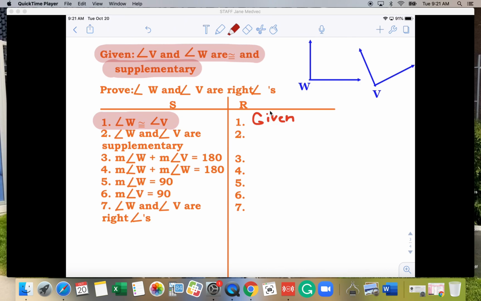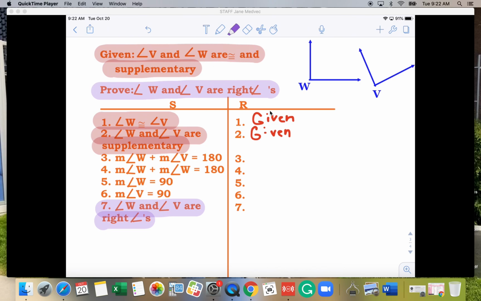Then on number 2, it says that angle W and angle V are supplementary. Notice that's also in the given. And again, 99.999% of the time, they're going to start off with the given. Now, you're also going to notice that the proof part right here, angle W and angle V are right angles, is down here. And again, I'm not going to write prove. I'm not going to do that. So now what I need to do is look at what I have given and how I come up with number 7.